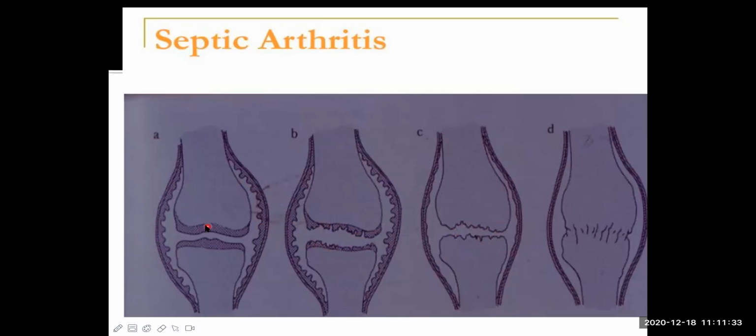Where is this thickness here? It has disappeared. You cannot see it anymore. And the ends of the bone are also eroded, and now they are fused with each other. This is known as bony ankylosis. This is the permanent destruction and fusion of the joint. This is a very serious complication.